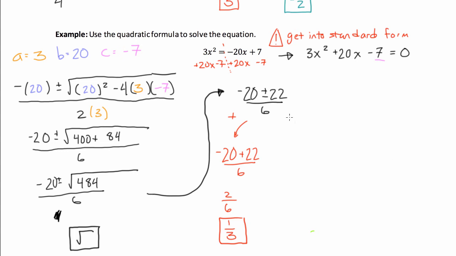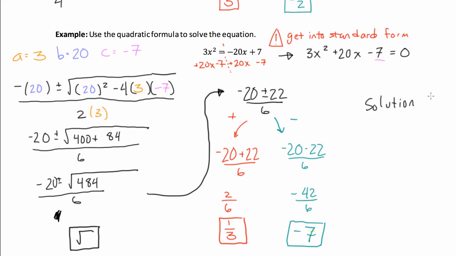And looking at the minus option, I have negative 20 minus 22 over 6. That gives me negative 42 over 6, and that is negative 7. So my solution set is 1/3, negative 7. Okay, and we'll take a look at those group problems in class.